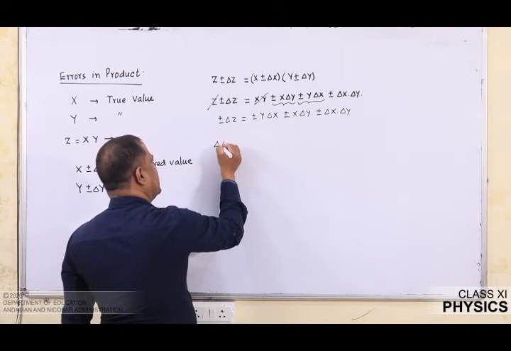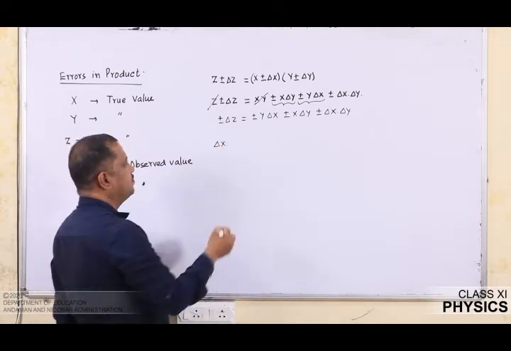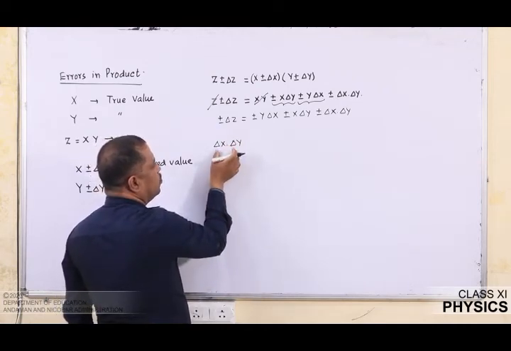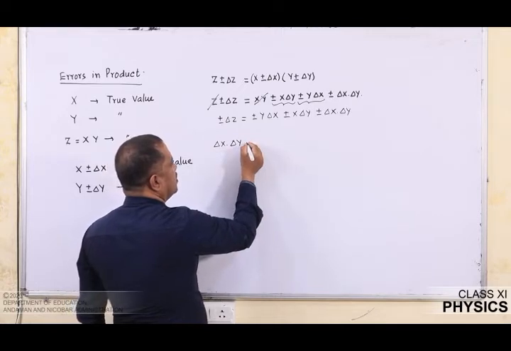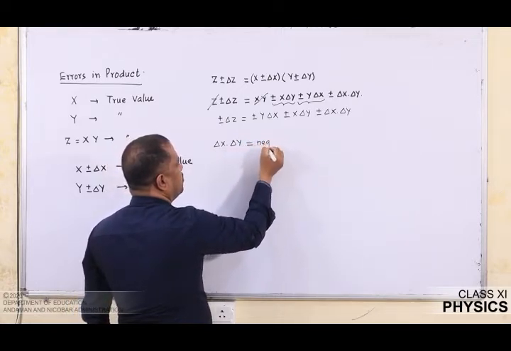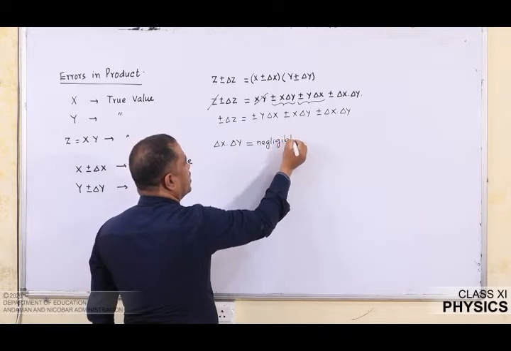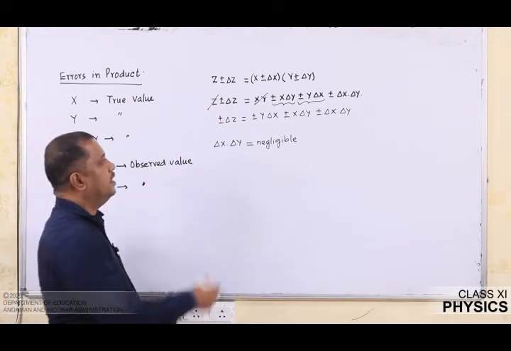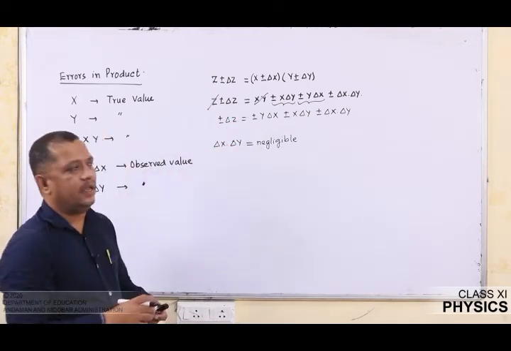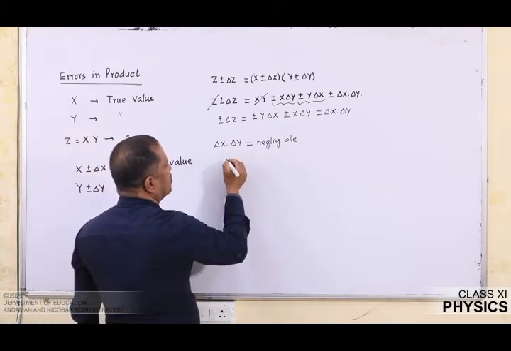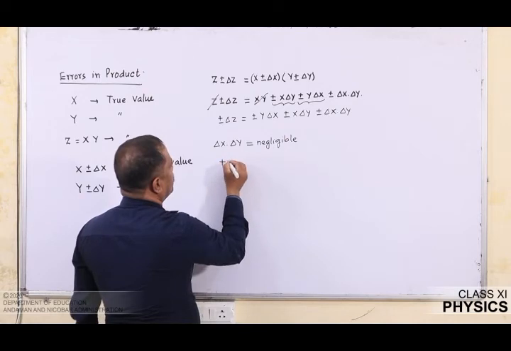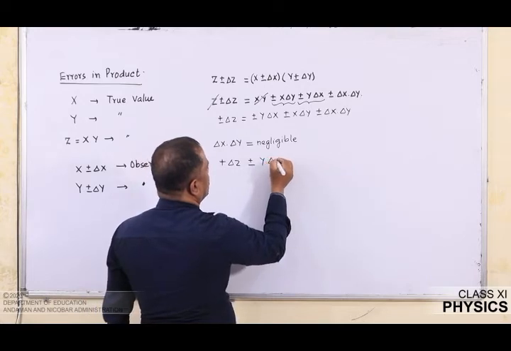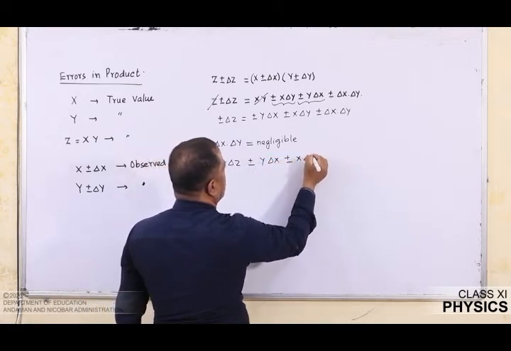Now, delta x itself is small, delta y is also small. When I find the product between two very small quantities, this becomes negligible. That means, even if I leave out the product of delta x delta y, it is not going to make much difference in my error. So, neglecting delta x times delta y, I am left with delta z equal to plus or minus y delta x plus or minus x delta y.